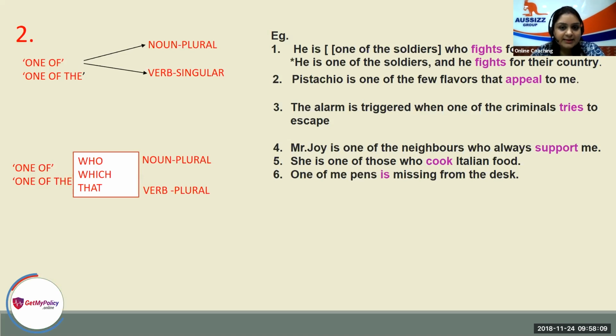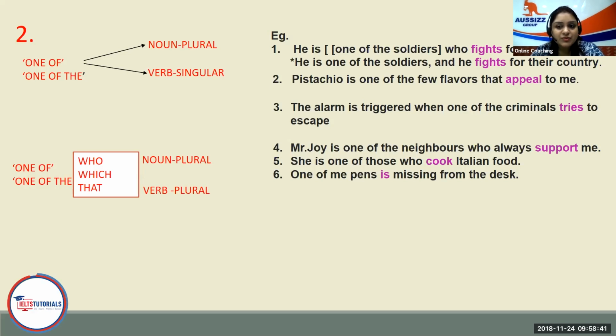Next example. The alarm is triggered when one of the criminals tries to escape. See, one of the criminals, with an S. And here we are not getting any who or that. I'm not getting any relative pronoun, so I have to use my verb singular. Whenever you are getting who or that, please note it down, jot it down. It is very helpful for you to speak and to write this rule.